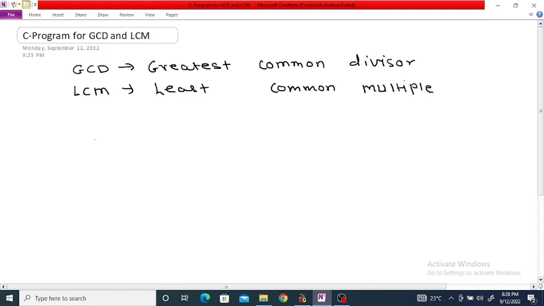So first of all we are going to discuss the common divisor. What is meant by common divisor? First of all we are going to discuss the divisor. So what is the divisor here? For example, if we take the number 12, then the divisors of 12 are 1, 2, 3, 4, 6, and 12. So these are all divisors of 12. If we divide 12 by these numbers, then the remainder is equal to 0.